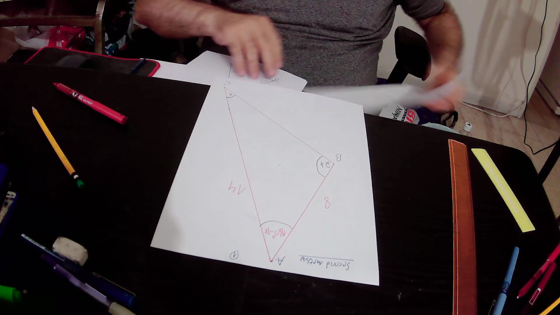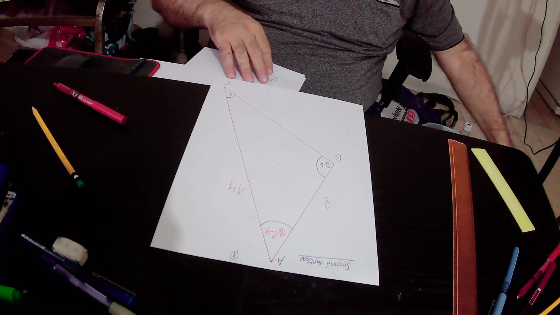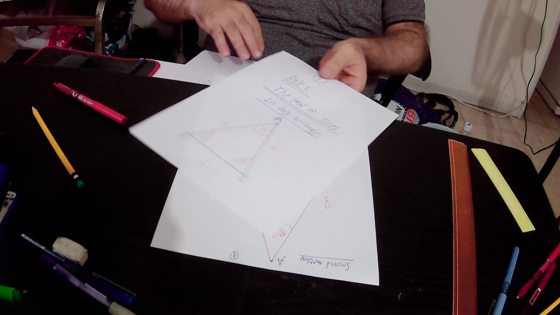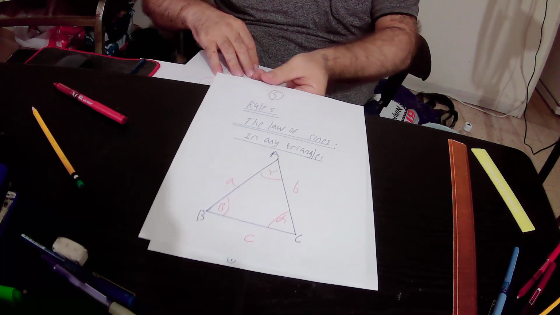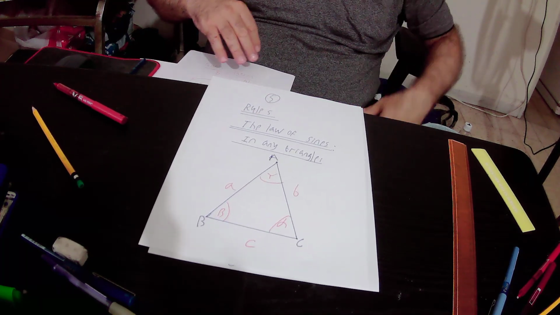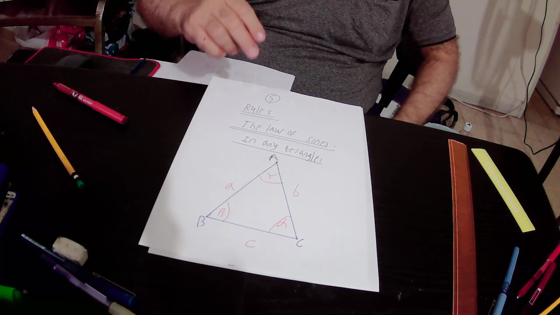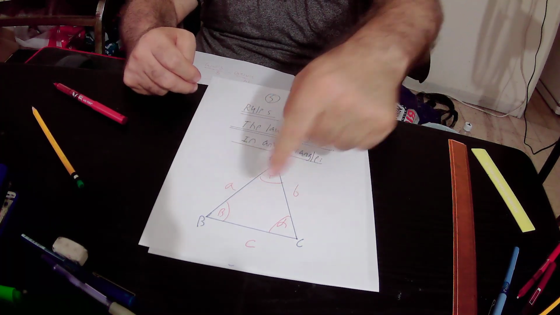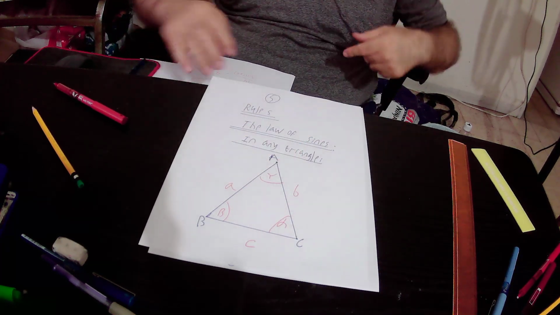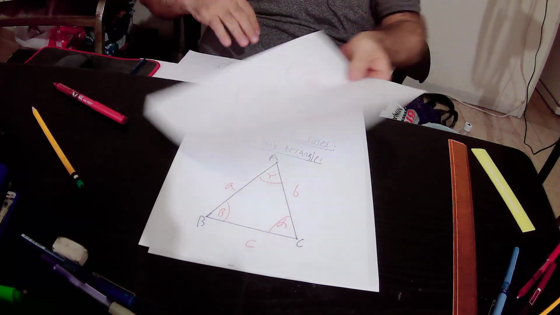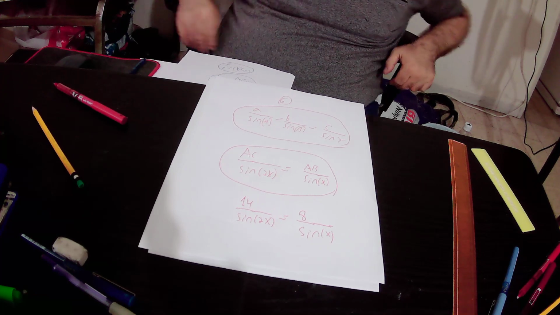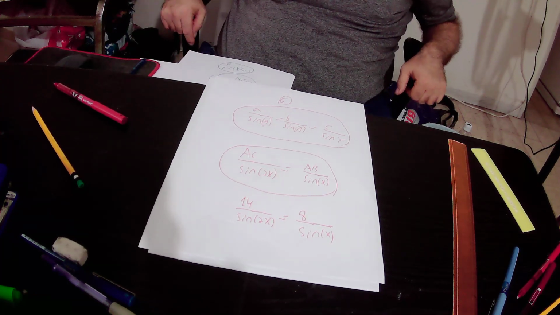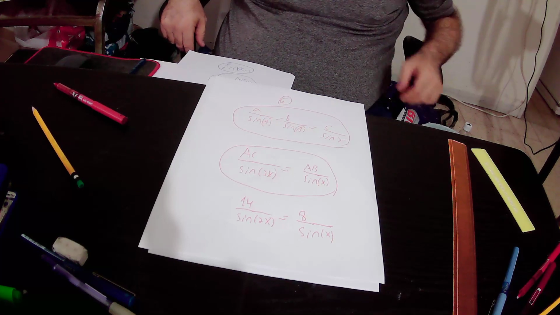And then we have rule number 5. That is the law of sines. We can use it in any triangle. According to the law of sines, a over sine alpha equals b over sine beta equals c over sine gamma.